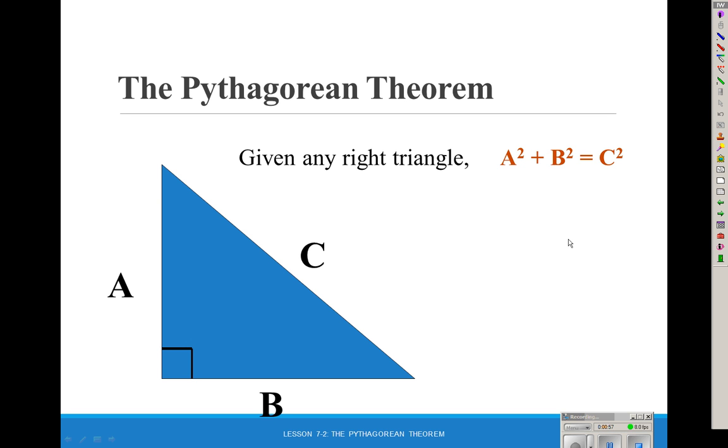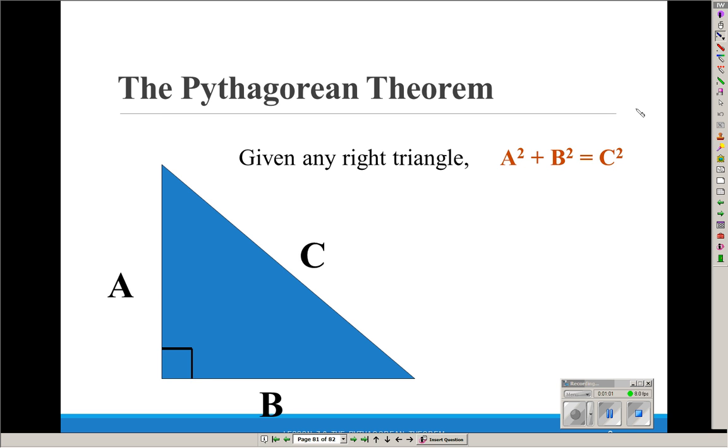A lot of the times you'll see this with lowercase letters instead. That a squared plus b squared equals c squared. C is the hypotenuse. It's the longest side of the triangle. It's the side across from the right angle. A and B are the legs. The legs make up the right angle.